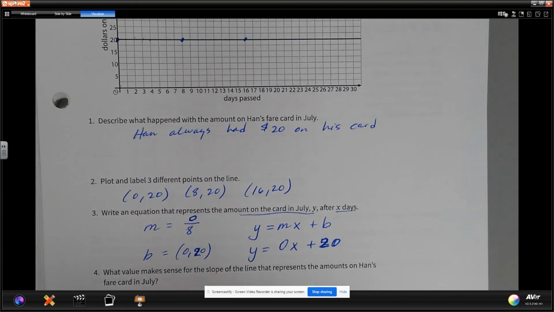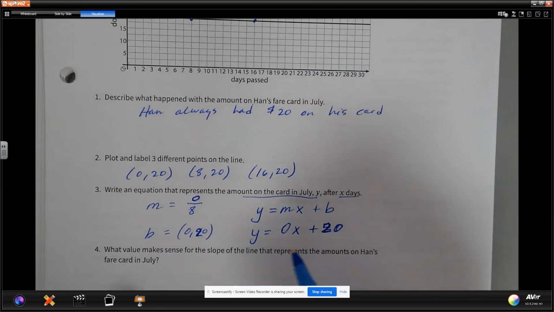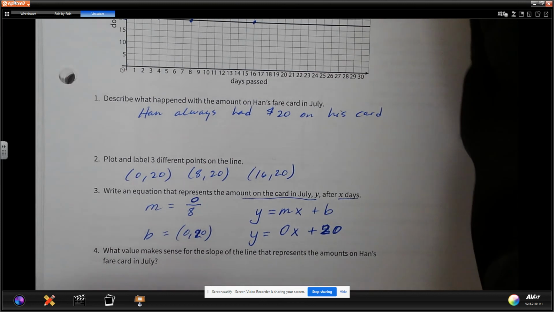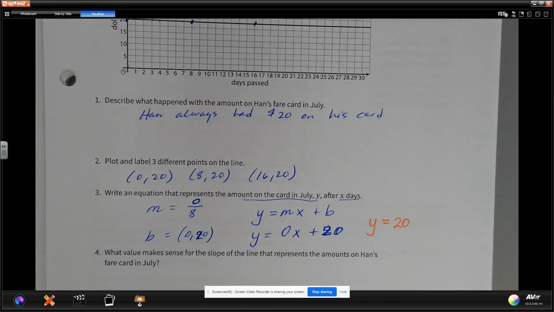Now it seems kind of silly to go ahead and leave this value right here if we know that 0 times the number of rides is going to be 0. Because of that zero product property, it's not necessary to even have that in there. And so what we should see with this is an equation that just says y is equal to 20. Now let's look at what that actually means.